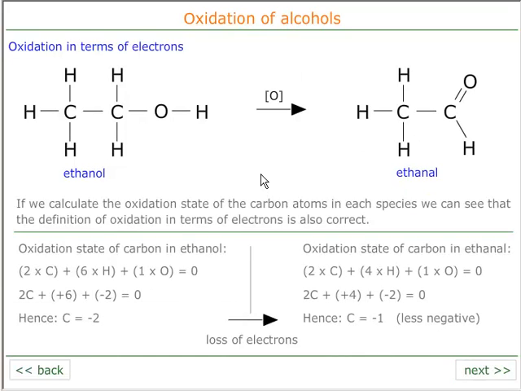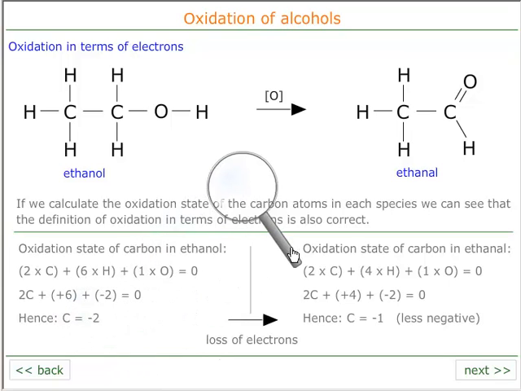We can, however, do the traditional count up to get the oxidation number of the carbons in the structure. We consider that each hydrogen is worth +1, oxygen is worth -2, and the sum of all oxidation states must be 0. We do our sums down here. 2 carbons plus 6 hydrogens plus 1 oxygen gives 0, and this gives us carbon with an oxidation number of -2.